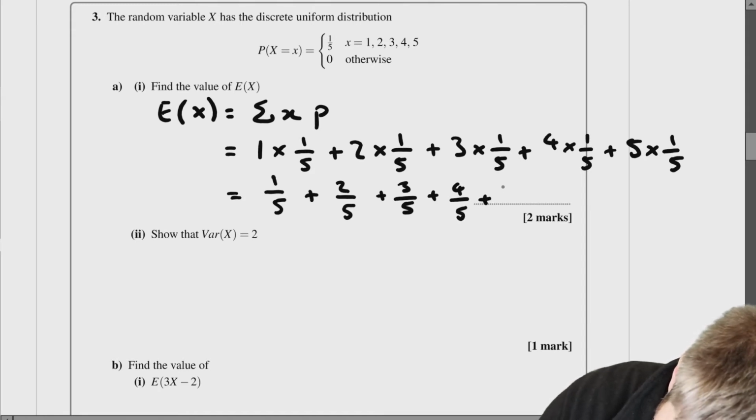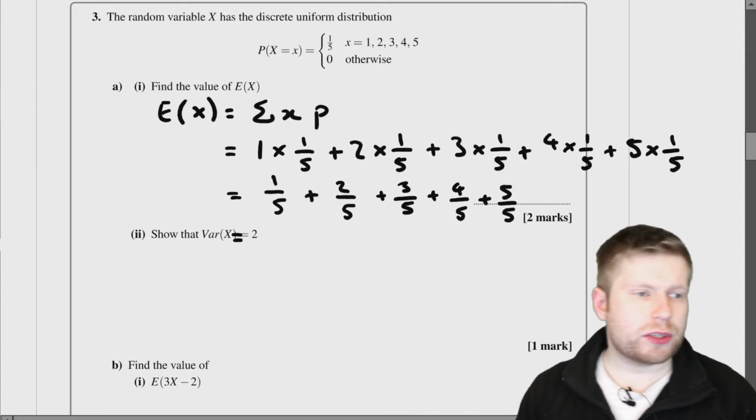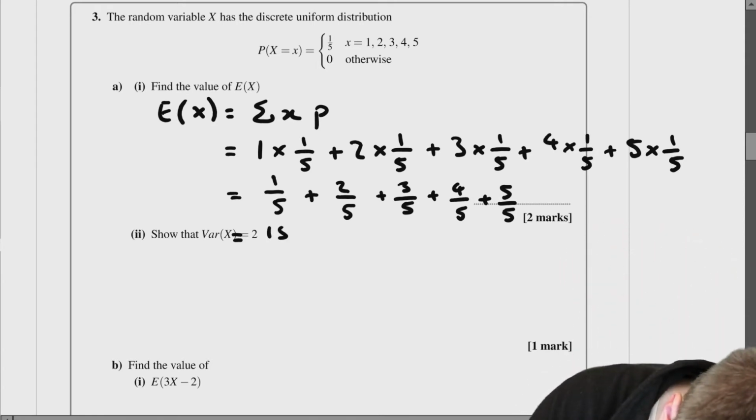And then finally 1 or 5/5. So let's give that a go. 1 plus 2 plus 3 plus 4 plus 5. 1 plus 2 is 3. Add another 3, that's 6. That's 10. That's 15/5.